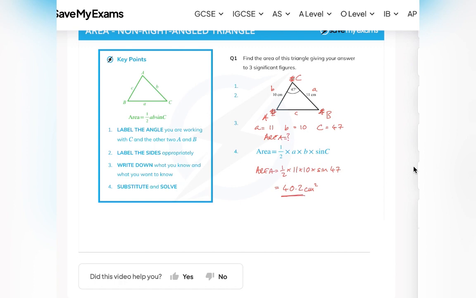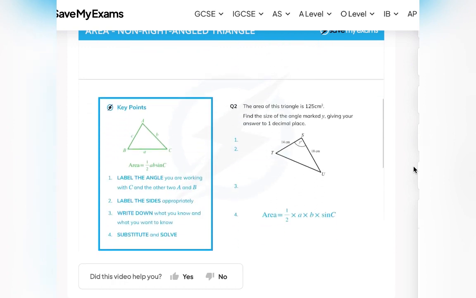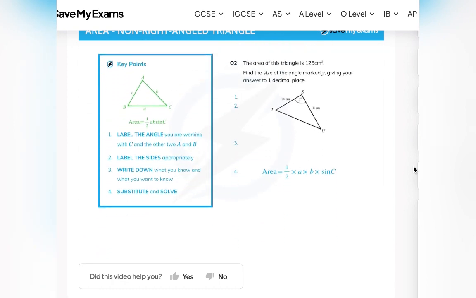If you don't, check that your calculator says D or DEG at the top. If it says R or G, you need to change the setup of your calculator and the angle unit. Right, let's move on to question 2 and see how this one is different.